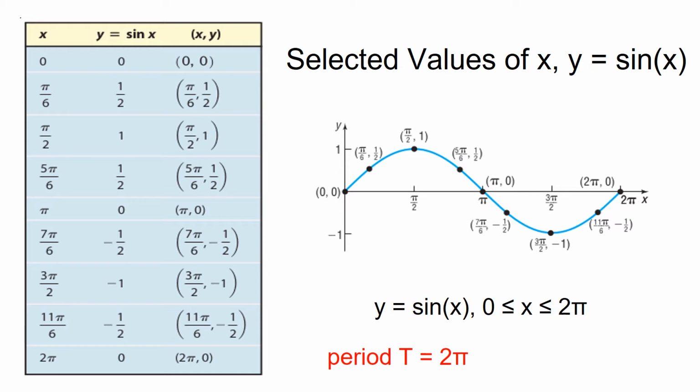We already know from our study of trig functions that the sine of x is periodic with period 2 pi. We use the letter capital T to stand for period, so what we have plotted here is one cycle of the function y is equal to sine x, or sine x on the interval 0 to 2 pi.